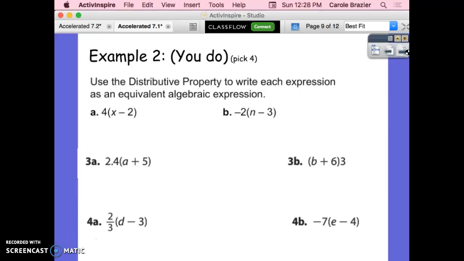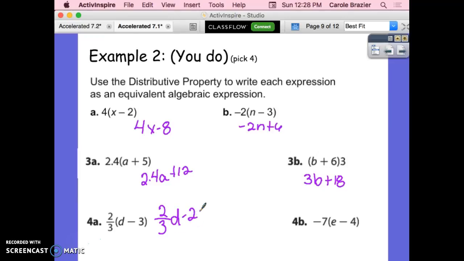Okay, welcome back. What you should have gotten: 4x minus 8 if you chose A, negative 2n plus 6 if you chose B, 2.4a plus 12 if you chose 3a, 3b plus 18 if you chose 3b, 2/3 d minus 2 if you chose 4a, and then negative 7e plus 28 if you chose 4b. Okay, so if you did all of them, that's extra practice for you, and that's great.